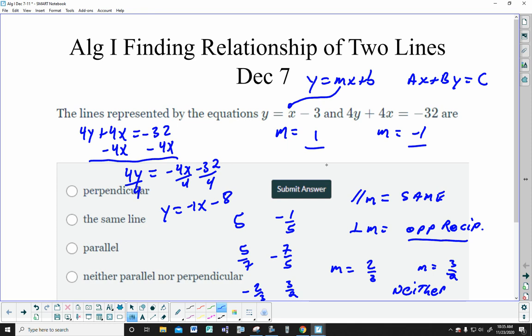Now this brings up the question: are they the same? Nope. Are they opposite reciprocals? Well, some students have a little trouble seeing the reciprocal of 1. So let's say I have a whole number of 7 and I want its reciprocal. You take that number and write it underneath 1. So if the number is 1 and I take the reciprocal, I write it underneath 1. Well, 1 over 1 is worth 1, so the reciprocal of 1 is 1. Now, are they opposite reciprocals? Yes. So it is perpendicular, and you choose perpendicular.